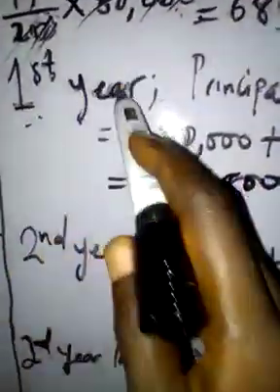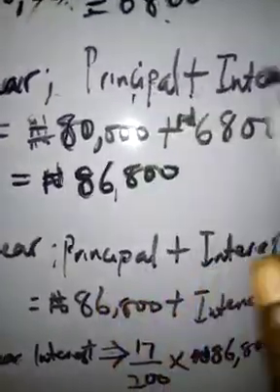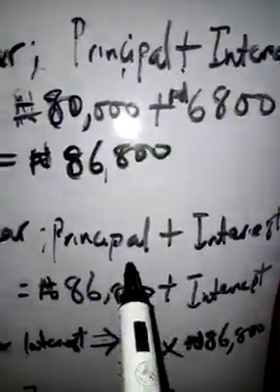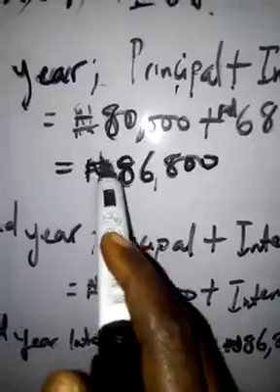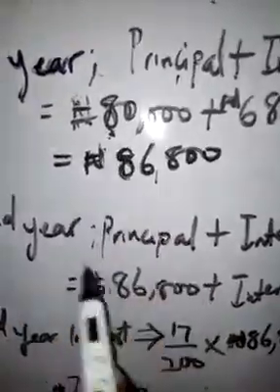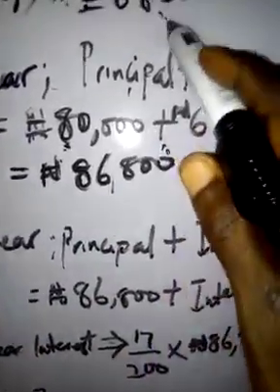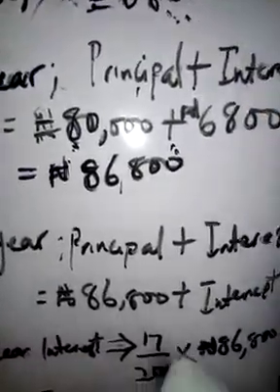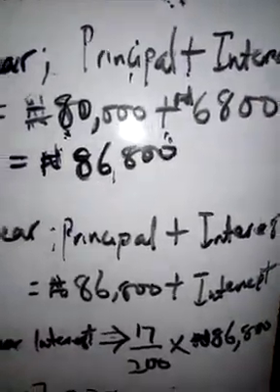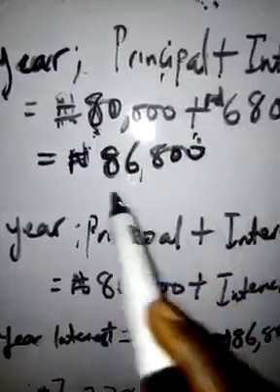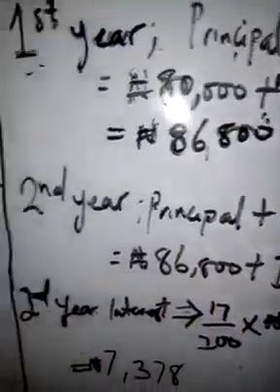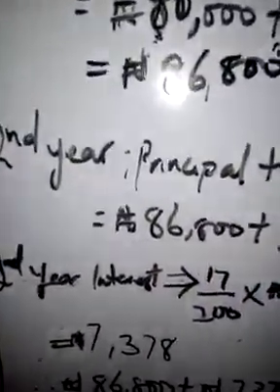So for the first year, you have principal plus interest. So what's now the principal for the first year? You could remember that it is 80,000 plus the interest that we have, that is 6,800, which when you add it will be 86,800. Now let's move to the second year, because we have 2 years.